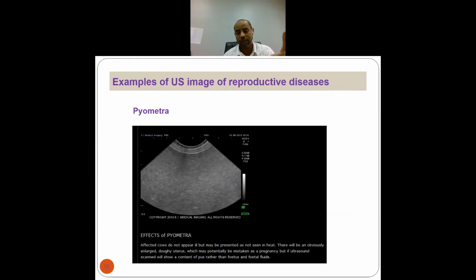All right, but this is not the case when you have a pregnant uterus, right? You will have a very mixed kind of echogenicity because of the presence of the fetus, placentomes, and also the amniotic fluid. So that appearance is not going to be there. That is how you can easily differentiate a pregnant uterus from a pyometra condition, all right? So in this differential diagnosis, ultrasound will play a very important role.